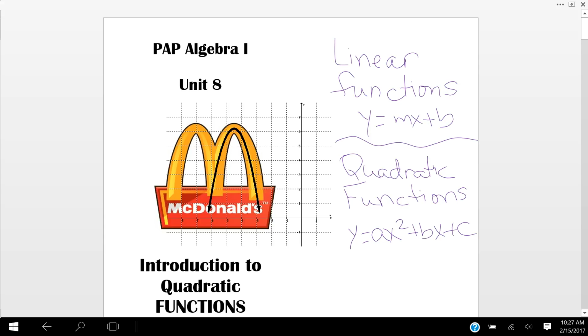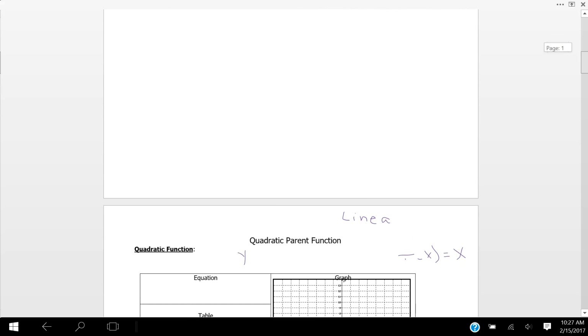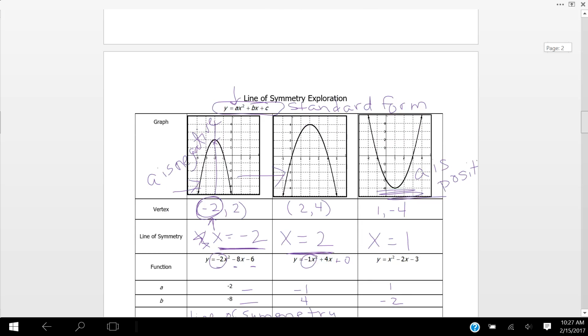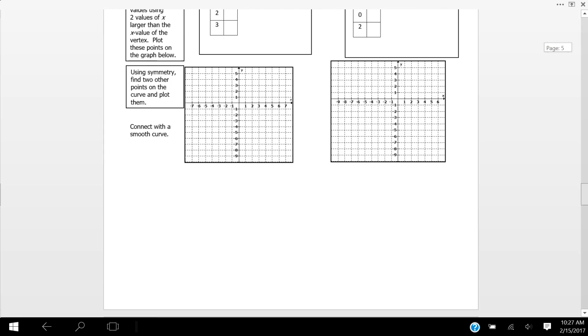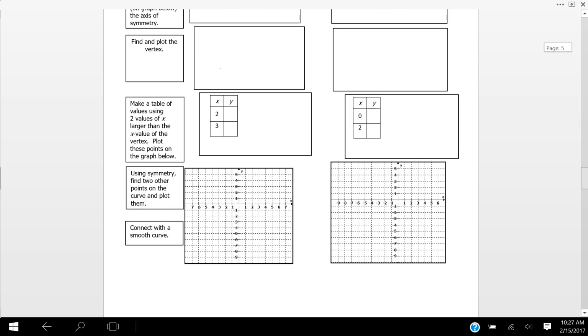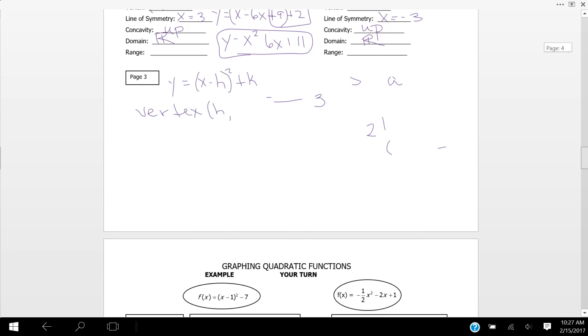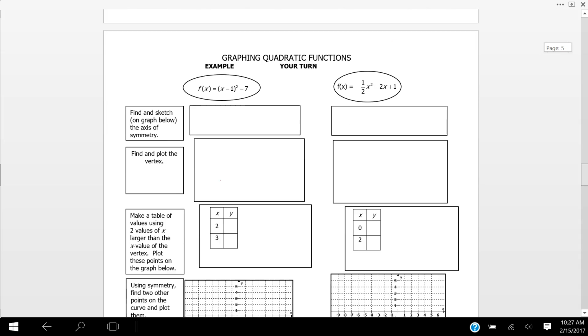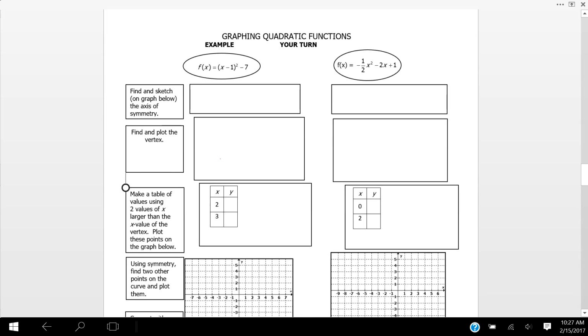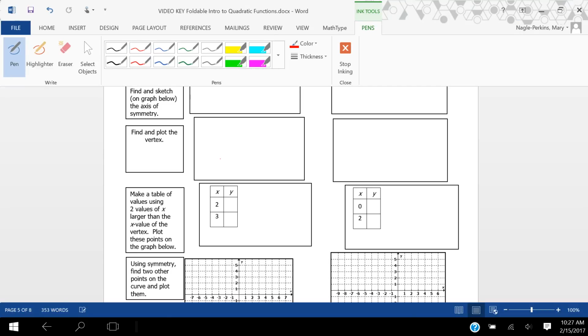Okay, we're going to finish our foldable, I hope, today. So here's the stuff we already did. And we talked about completing the square, which was the part that was confusing me. So I hope practicing in class helped you. Okay, so I'm going to try really hard to make this work. I think I did too much work yesterday.